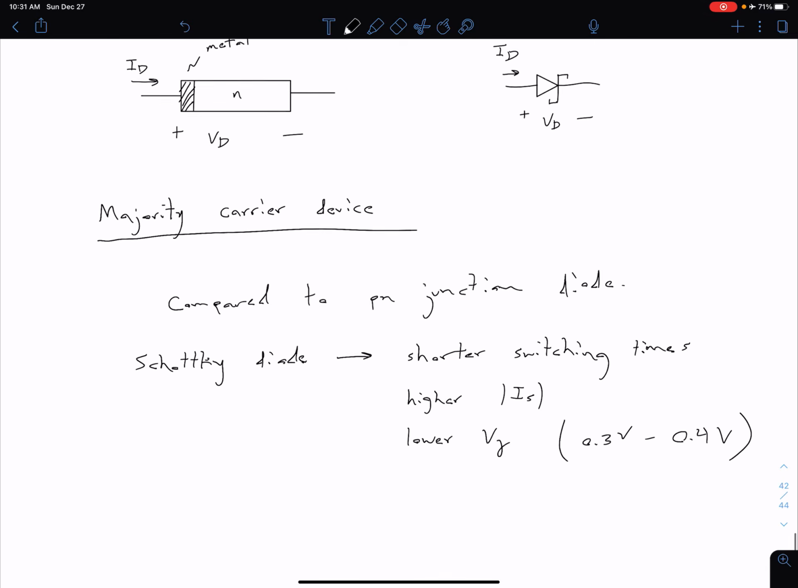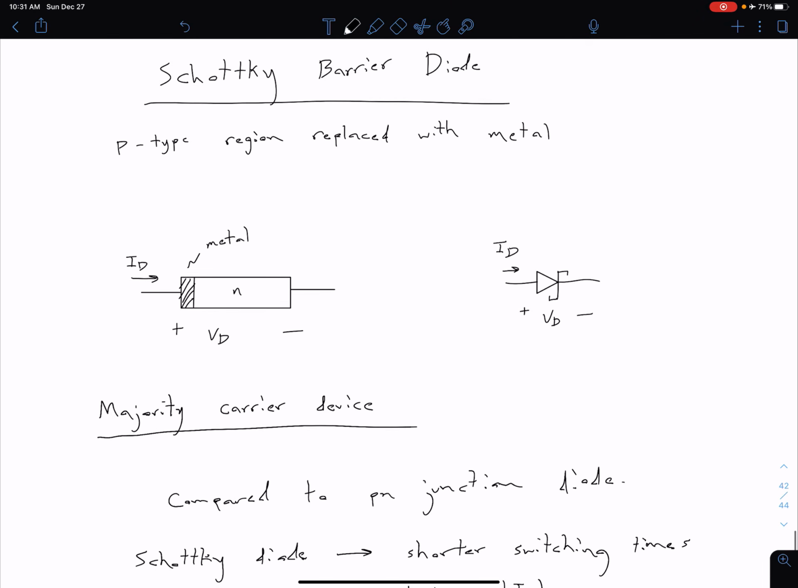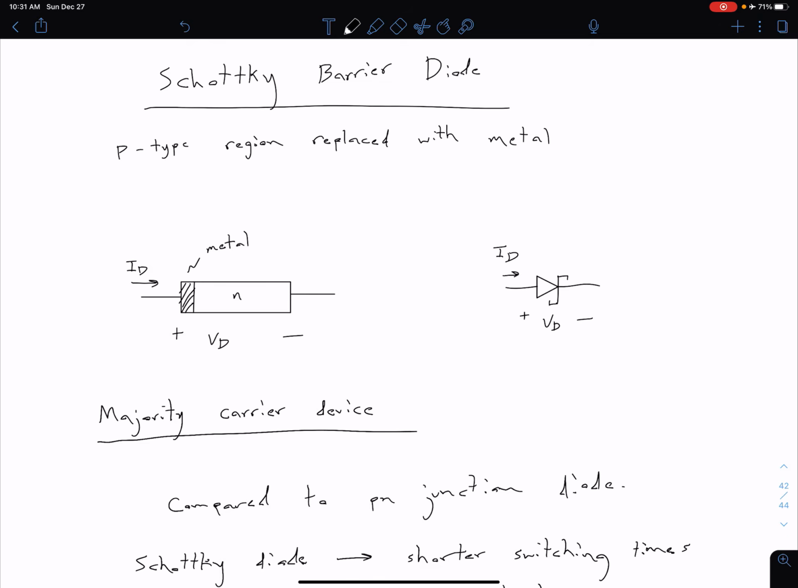One other thing I've touched on a little before: you might be asking yourself, we've replaced our p-type region with a metal, so now this junction is a metal contacting an n-type region. Of course, these terminals to the external world are also typically going to be metal. So how do we make sure that's not a Schottky contact as well? How do we know we're not making a Schottky junction on both sides of that n-type material? That's a really good question.